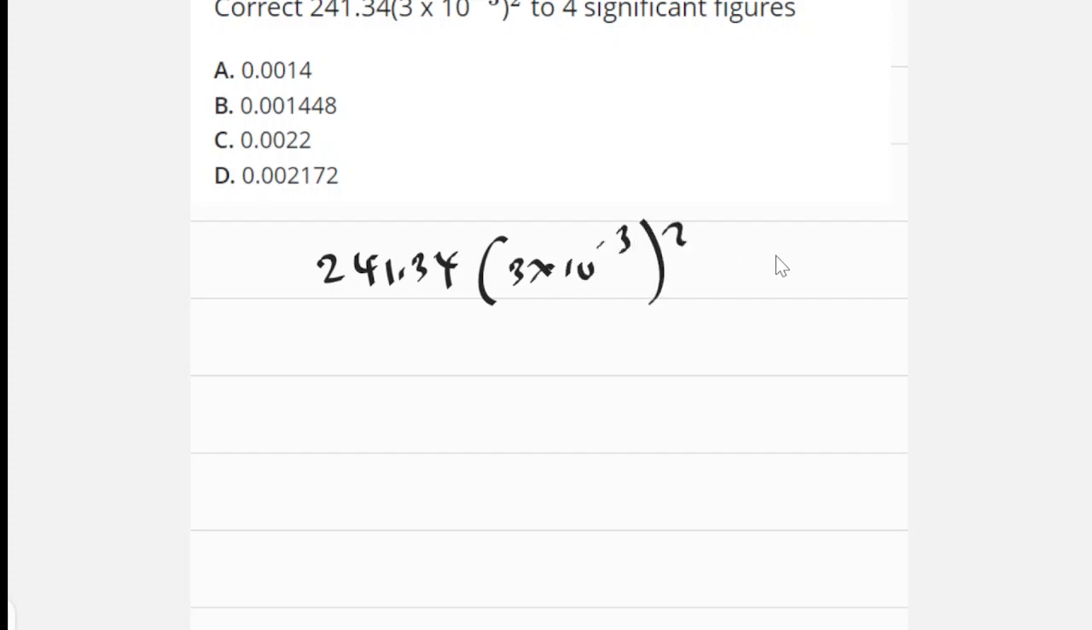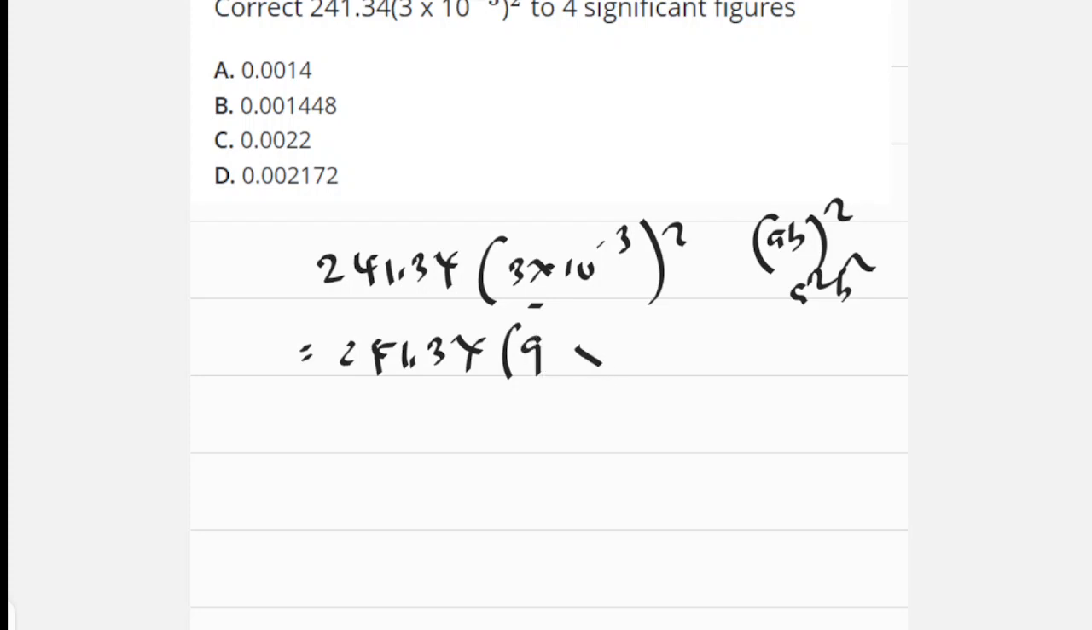That is the first non-zero figure. If I were you, I don't need to stress myself. You can apply the laws of indices for this. That will give me 241.34. And don't forget, when you have (ab) squared, it's the same thing as a squared, b squared. So this will be 3 squared, which is 9, times 10 raised to the power minus 3 times 2, that is minus 6. I hope you understand now. So if I were you, I can take this one to standard form. That is 2.4134 multiplied by 10 raised to the power 2.